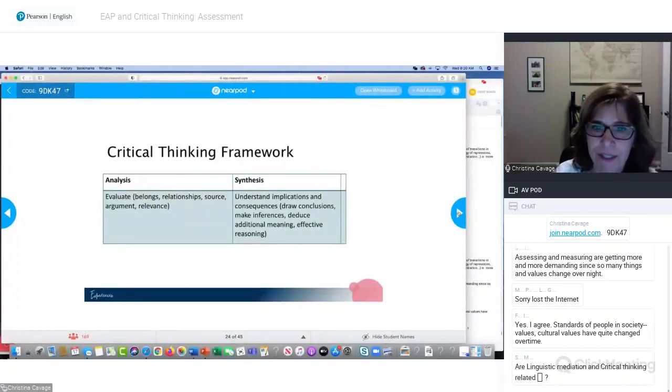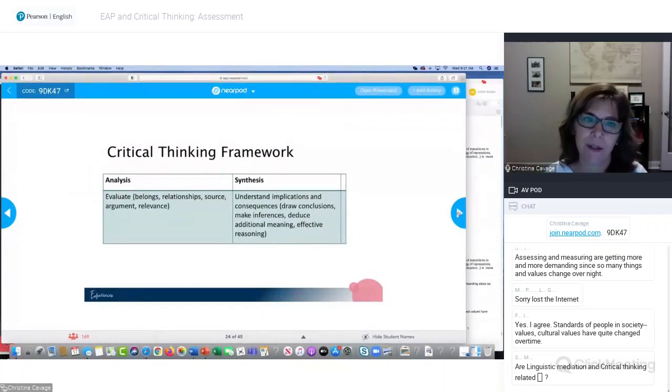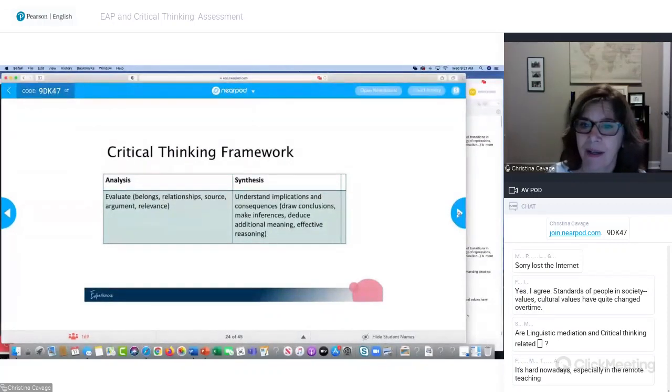Are we able to make inferences? Can we deduce additional meaning, okay, from what we see? And is there effective reasoning? So as we move through talking about assessment, analysis, and then synthesis, okay? Analysis really focusing on that evaluation, and synthesis really understanding beyond what's there, beyond what's there.